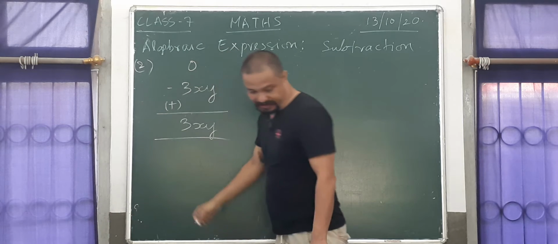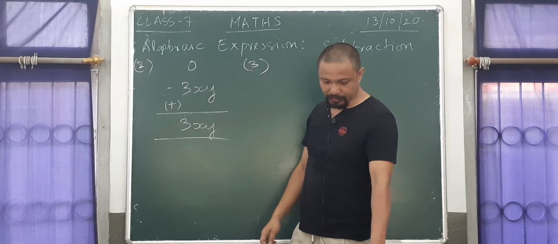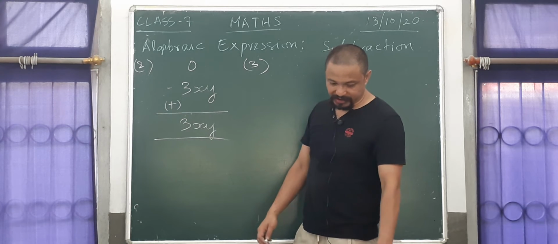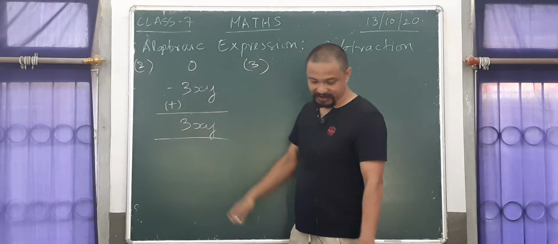Now let's move on to example 3. I'm not doing it according to the sequence of the book. I'm doing what is important for you, what you need to do. Initially we were dealing with the second expression having a negative sign, a minus sign with it.